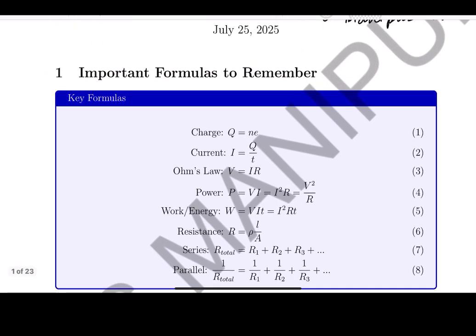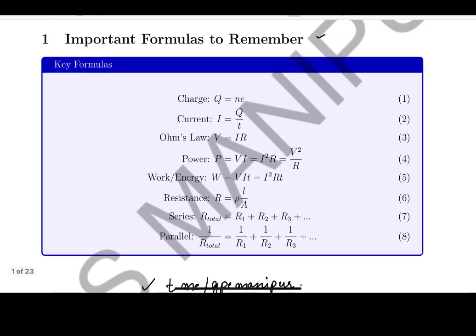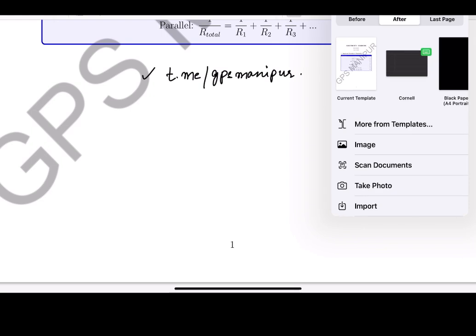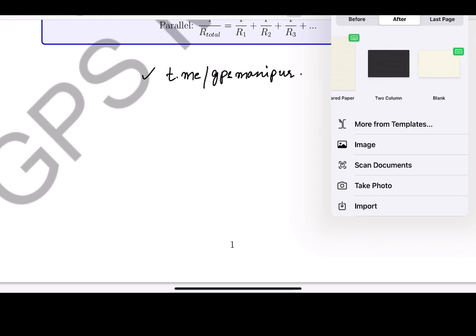Okay, so let's start the chapter. Before going through the questions, I have around 30 questions. Before going through all the questions, let us try understanding the formulas. What are the formulas that we are going to use here? The first formula, let me add a page so that it will be easy for us to calculate.